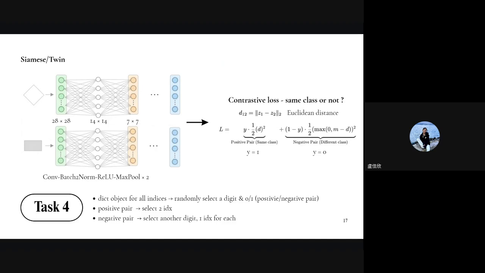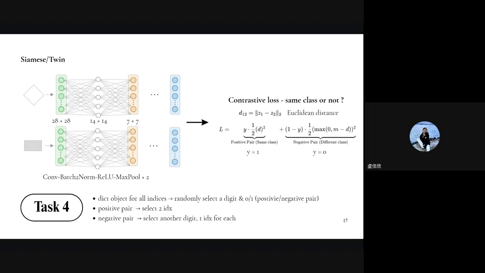For the dimension of embeddings, we've tried 2 and 16, and we can see from the plot of loss versus epochs here that with a higher dimension of embeddings, we can achieve lower loss, and the models converged quicker.